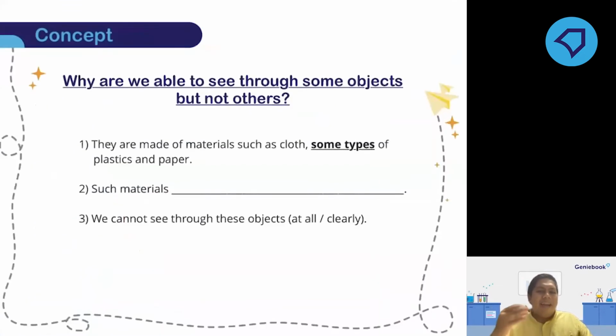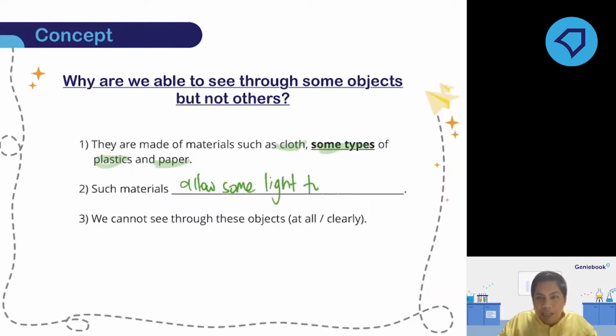Okay, now the next type of material. So they are made of materials such as cloth. Let me highlight that. Cloth and some types of plastics and paper. Again, only some types. Okay, why? Because such materials allow only some light to pass through.